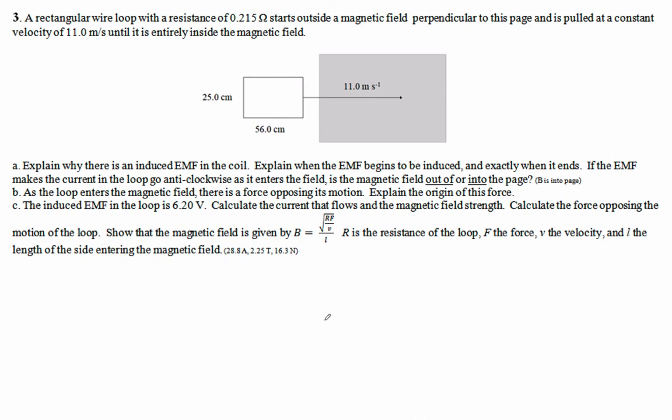A rectangular wire loop with a resistance of 0.215 ohms. We'll use this, by the way, just foreshadowing here. We're going to use the current is voltage divided by resistance, and the voltage will be the EMF.